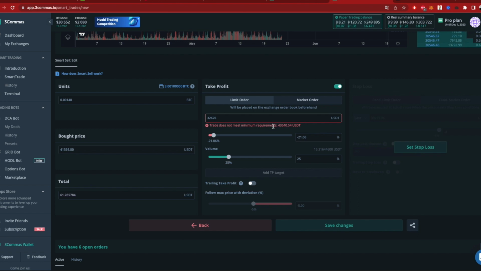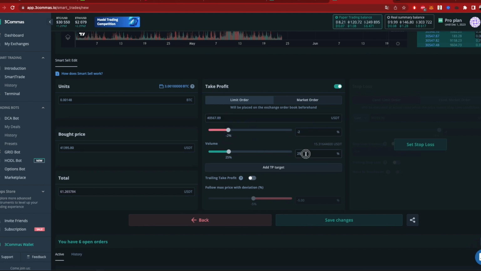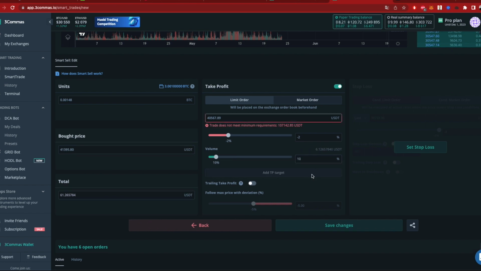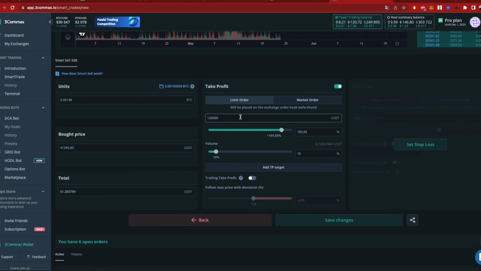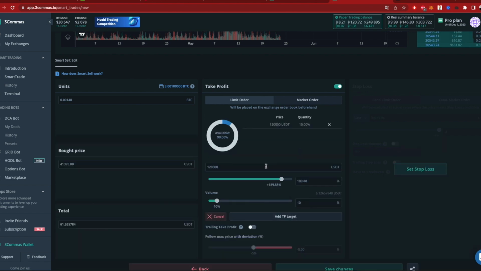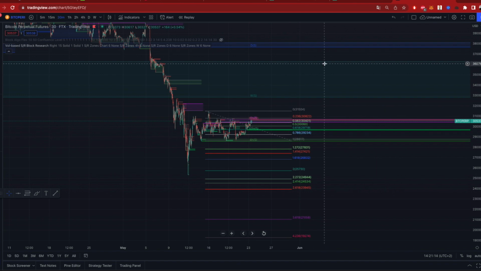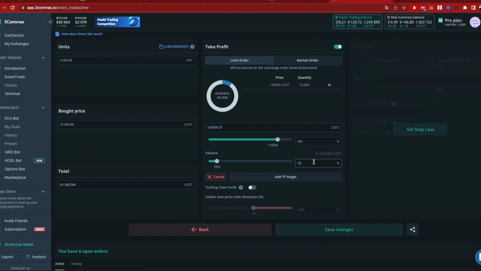Okay, 3COMMAS has some weird errors today. I guess this is another one. We can't sell under 40k, but whatever. Just for this example, we're going to put in some random number here, and we're going to sell 10% here. Good. So then we look at the next one, sell here, sell here, sell here. You can then increase your take profit volume to 20, and with the next step to 30, and so on.